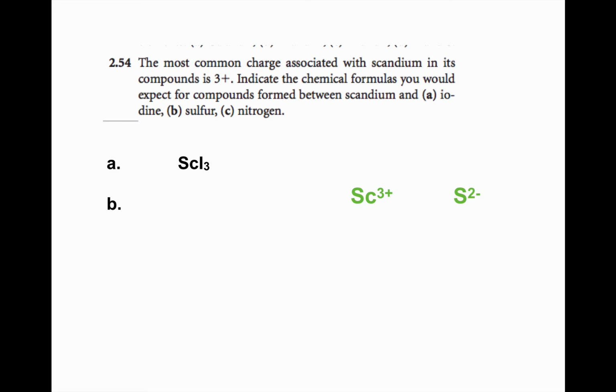Sulfur is 2 away from the end, so it can take as many as 2 electrons. Sulfide has a -2 charge, scandium has a +3 charge. So what we're looking for is a common multiple so that the charges cancel. If I had 2 scandium 3+ and 3 sulfide 2-, the number of negatives to positives would be equal. I'd have a +6 charge on one side, a -6 charge on the other. So the formula for scandium sulfide would be Sc subscript 2 S subscript 3, indicating for every two scandiums in the crystal, I'd have 3 sulfides.